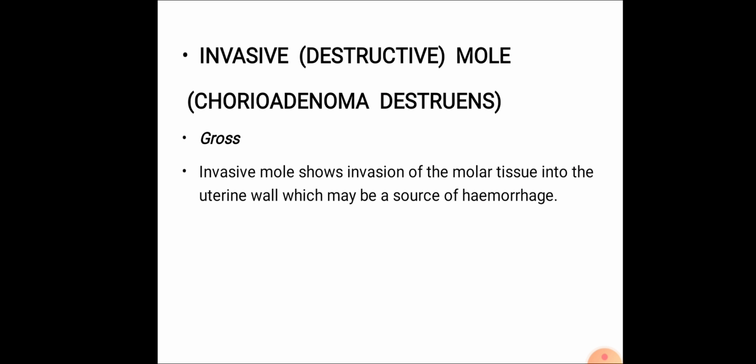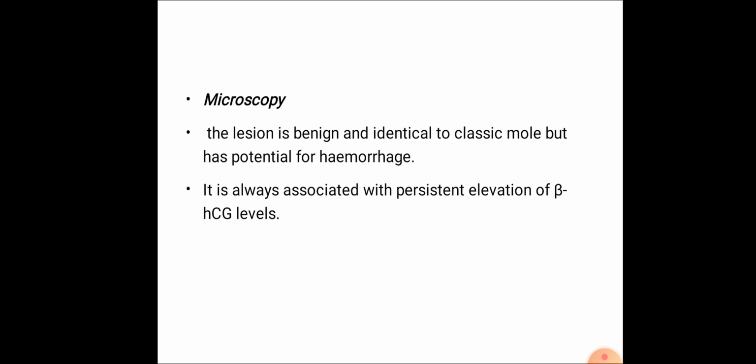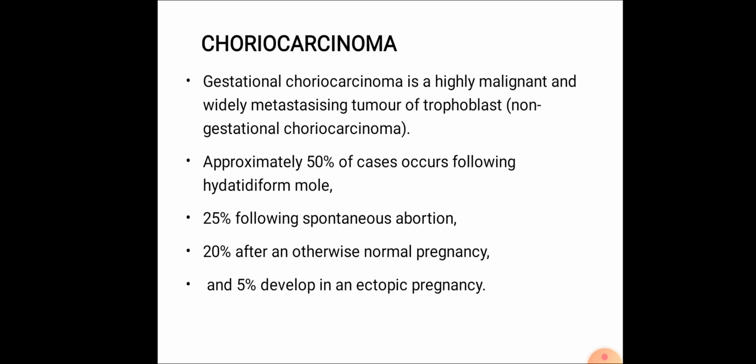Now coming to invasive or destructive mole, which is known as chorioadenoma destruens. Grossly, invasive mole shows invasion of the molar tissue into the uterine wall, which may be a source of hemorrhage. Microscopically, the lesion is benign and identical to classic mole but has potential for hemorrhage. It is always associated with persistent elevation of beta-HCG levels.